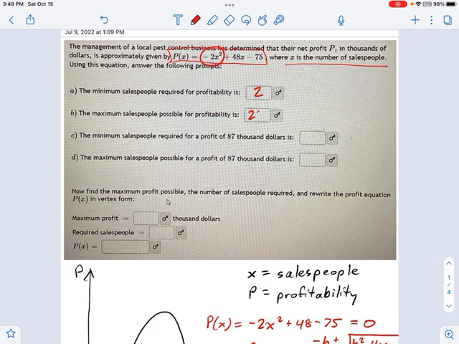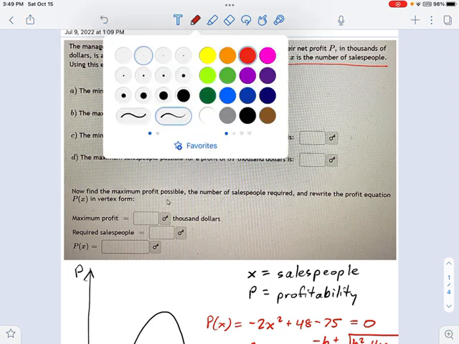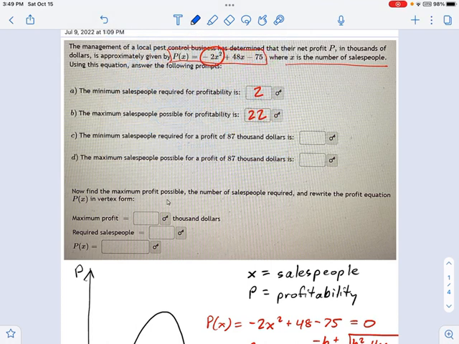We're asking for x-intercepts here. Now, the second part might have you stuck, and all that's happening here is we've got the profit measured at a certain amount in thousands of dollars, and I want to know when we hit $87,000.